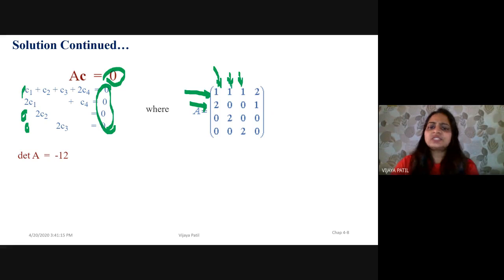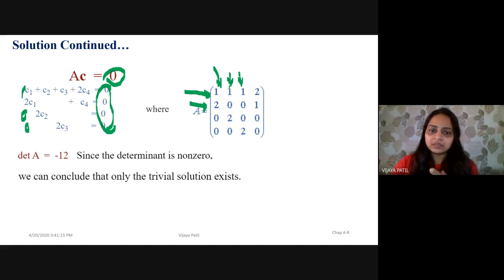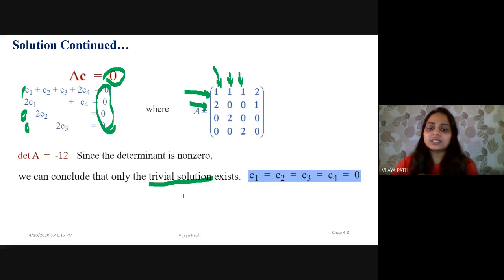Now, you can easily check the determinant. I'm not doing the determinant calculation here. So the determinant of A is equal to minus 12, which is a non-zero determinant. What do you mean by that? If I'm getting a non-zero determinant, and this system of equations is a homogeneous linear system, we will have a trivial solution, because all the values are going to 0, and therefore we are going to get C1, C2, C3 and C4 equal to 0.